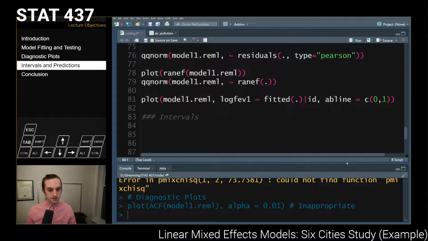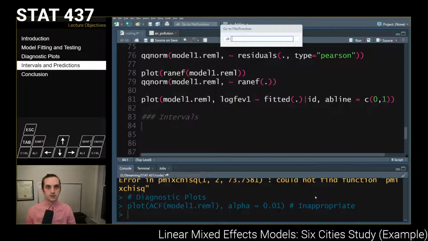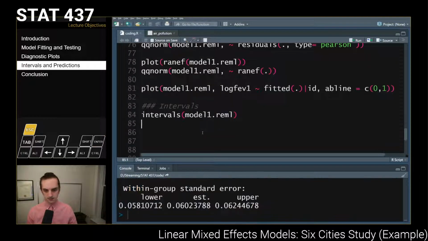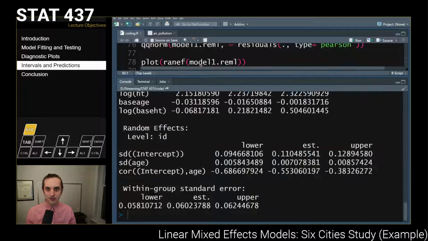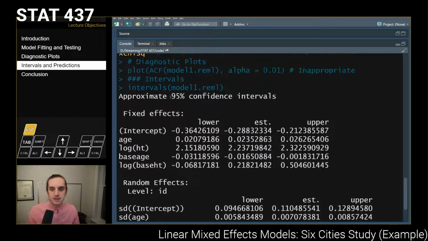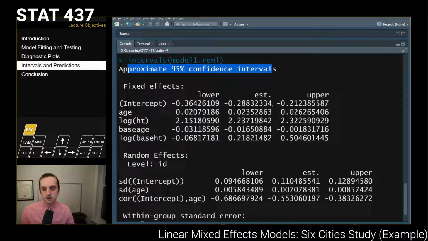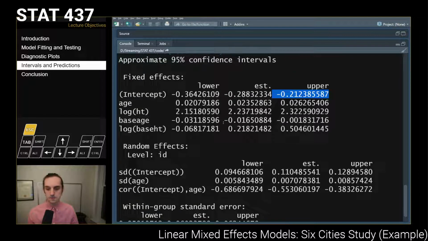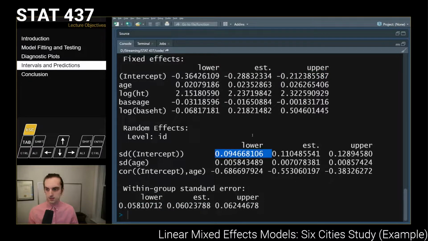And so if you call intervals on this object that we've fit here, right? So I literally call the intervals function on model1.remlsa. And assuming that I got all of my code run again, what you can see is that we actually get 95% confidence intervals for the fixed effects, which is giving us the lower, the estimated value, and then the upper, as well as for the random effects parameters, right?